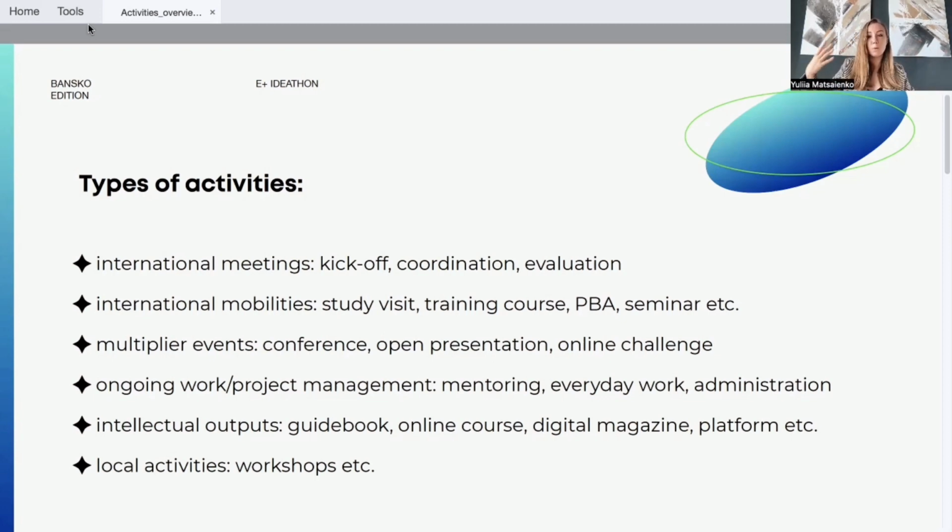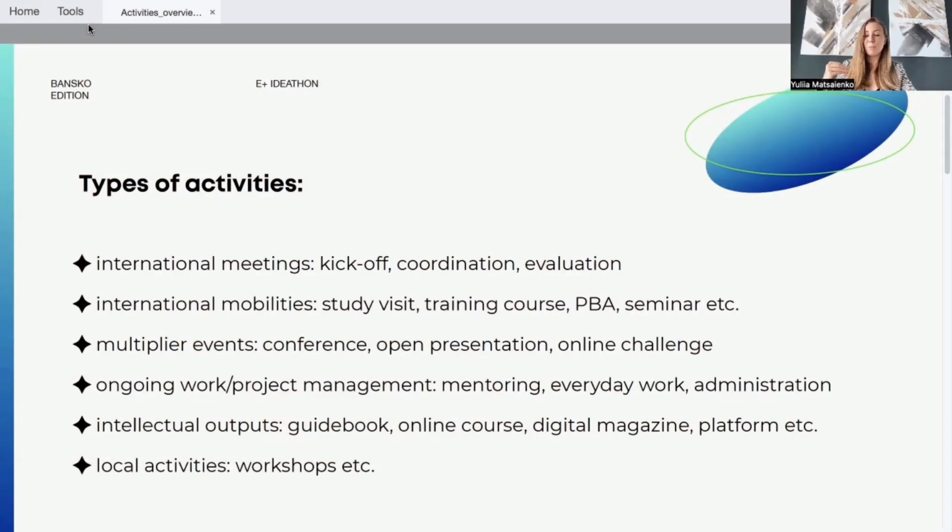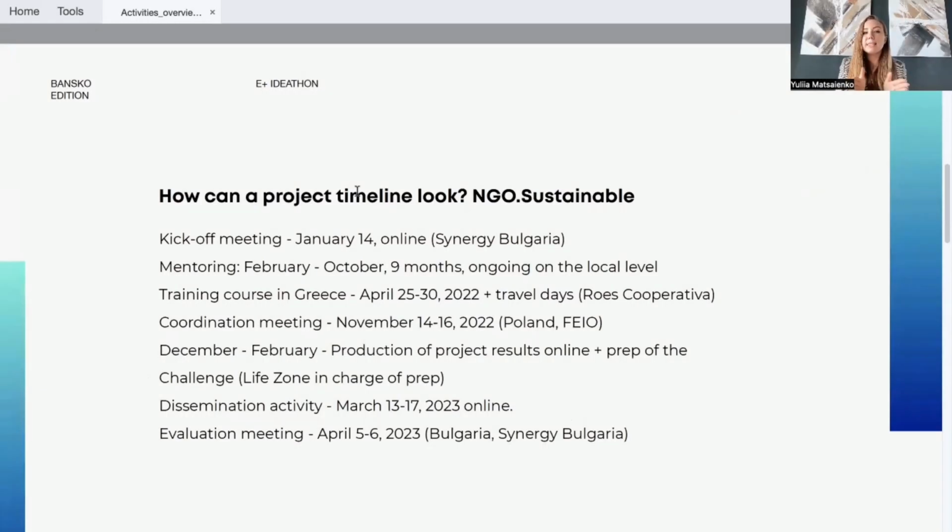Of course, there can be more types. It's not limited to this, but here are some examples so that you have in your head what the options are. So now let's see how a project timeline can look. And I will give you the example of my personal project, which is called NGO Sustainable.